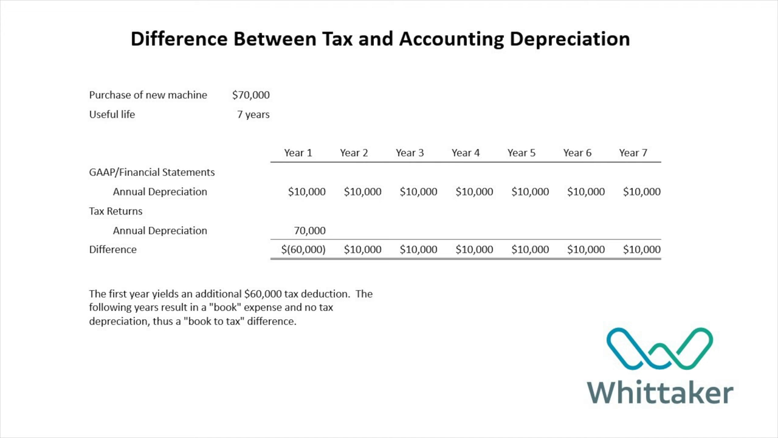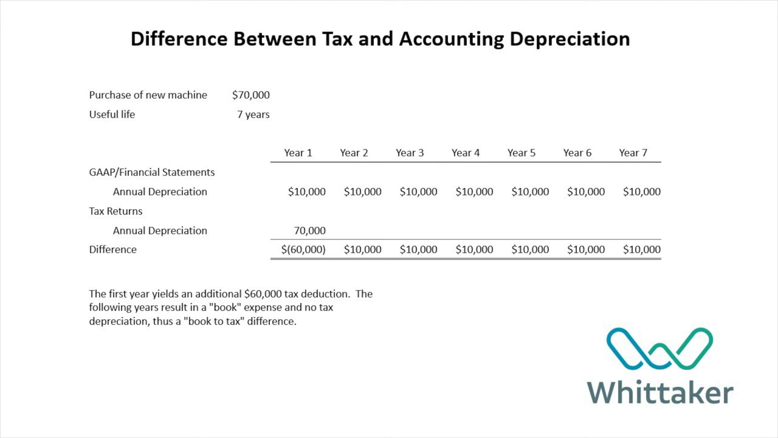From a tax perspective, it's a completely different game. The tax laws are different in that they allow you to accelerate the depreciation and depreciate things faster. Under tax rules, there's something called MACRS, or the Modified Accelerated Cost Recovery System. And that may allow you to take up to 40% of that 7-year asset in the first year.